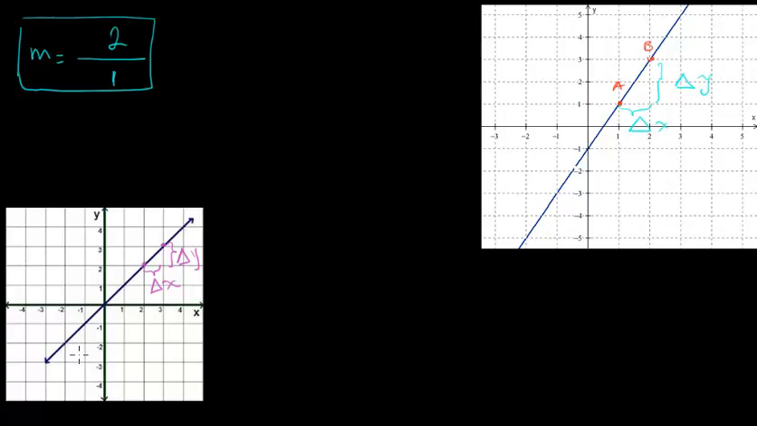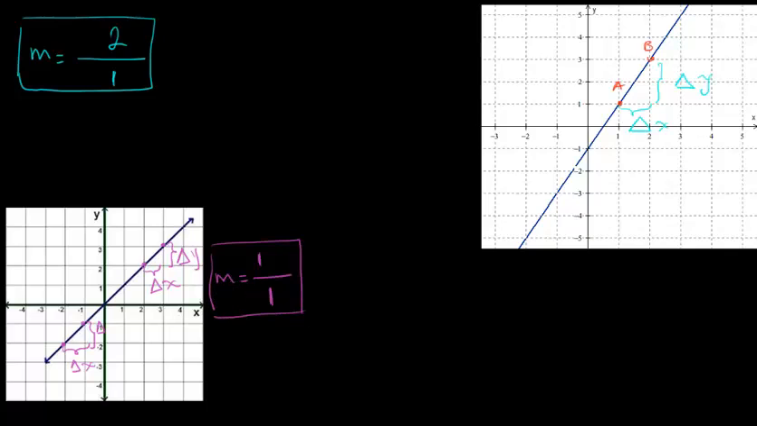What if we pick another point? Let's say we pick this point and this point. Again, we can see as X increases by 1, Y increases by 1 too. So we can write the slope of this line as m equals 1 over 1. This is our slope.